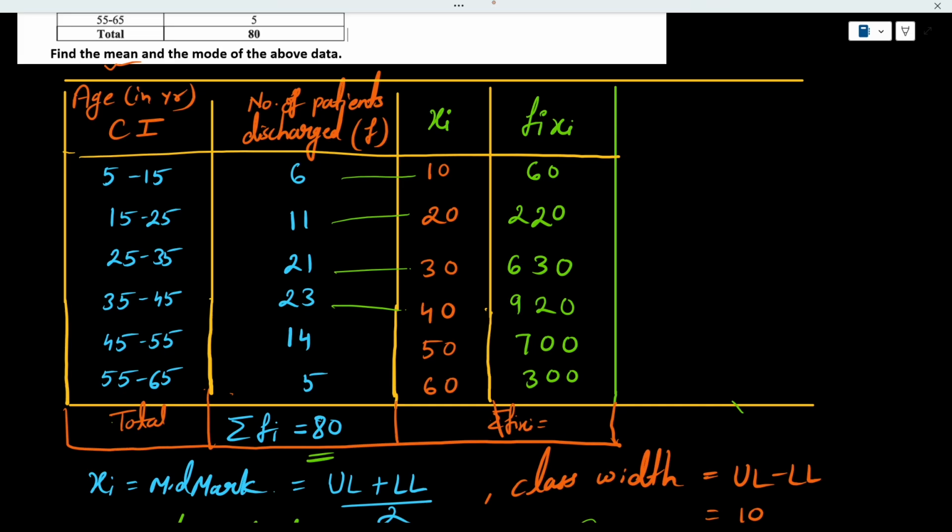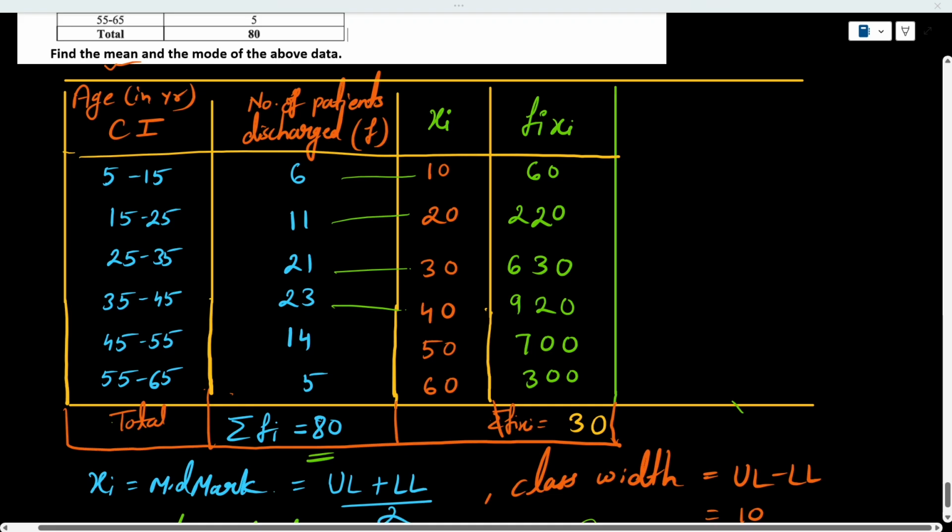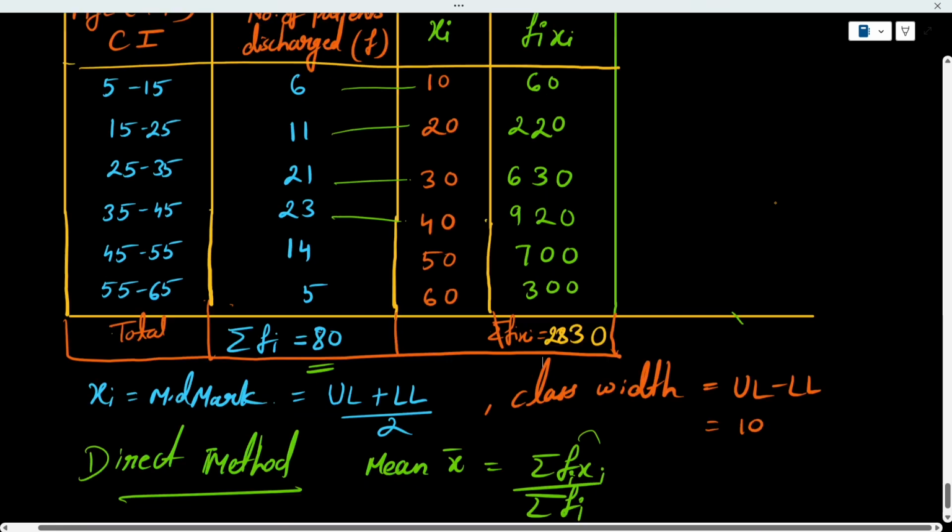So what is your sigma fi xi? Let us see. 0 will be 0 in the ones place, then add all the tens place values. 8, 8, then 3, 11, 13. This is 3, right? 1 carry over, 10, 18, 18 plus 10. It's going to be 28. So 2830 is your sigma fi xi.